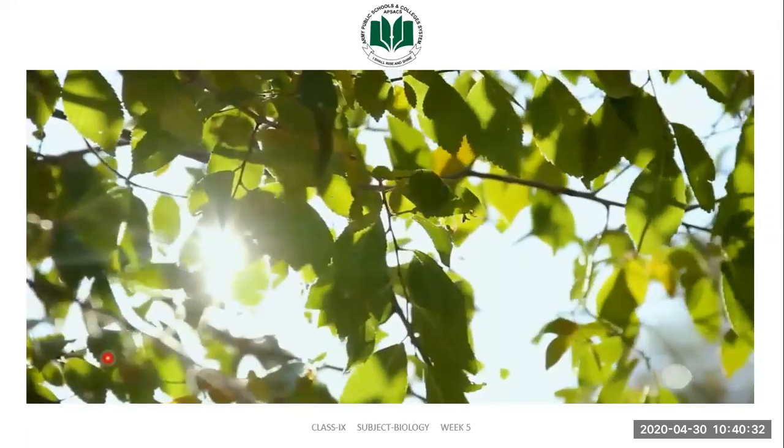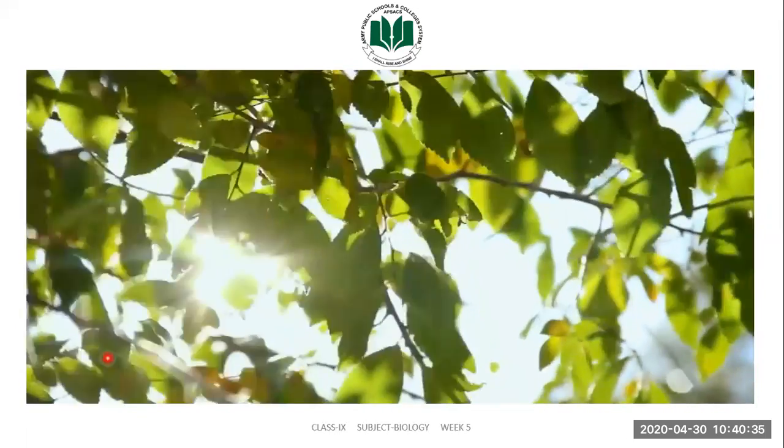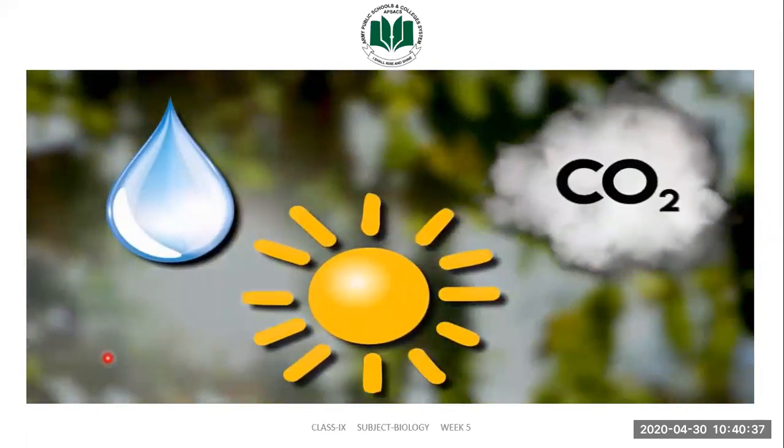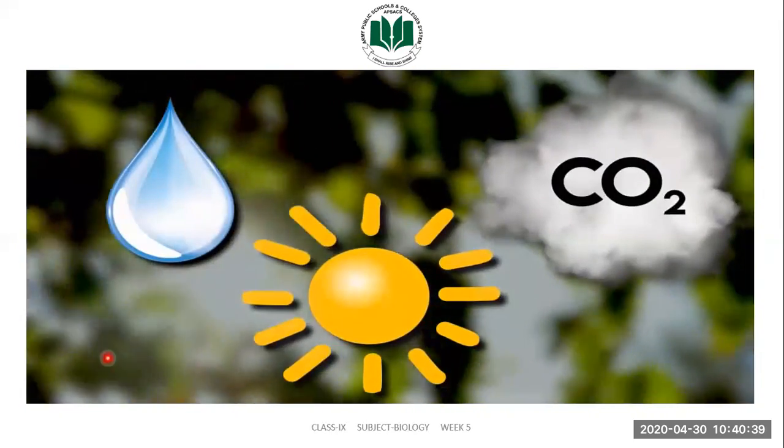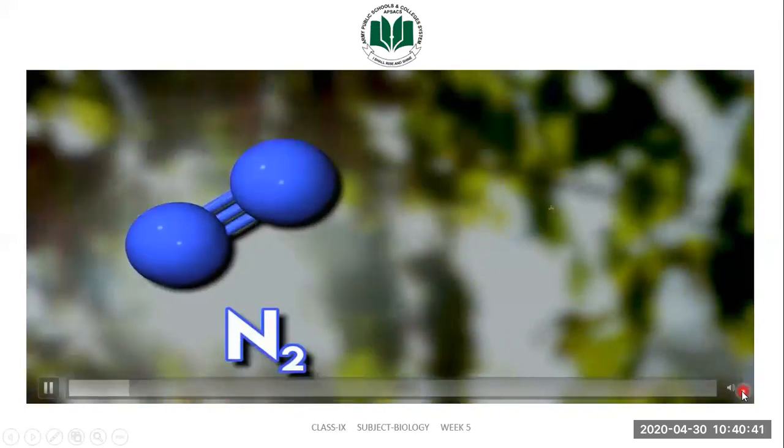Plants require several things to grow. Most of us know that they need things like water, sunlight, and CO2, but plants also need a variety of nutrients as well, things like nitrogen and phosphorus.